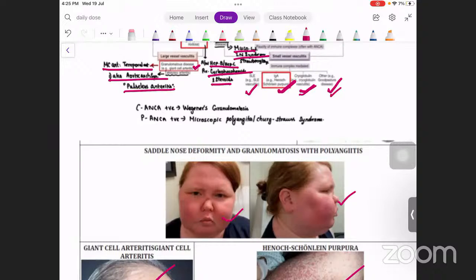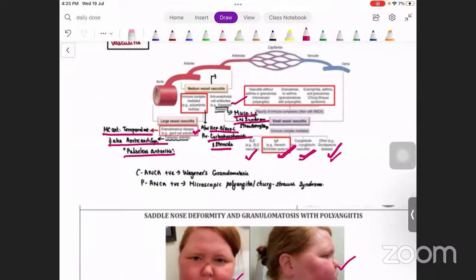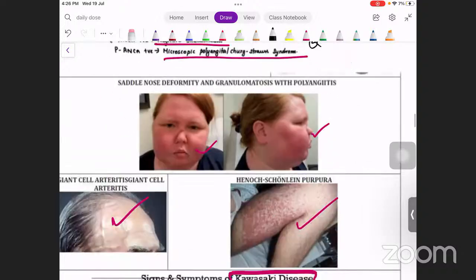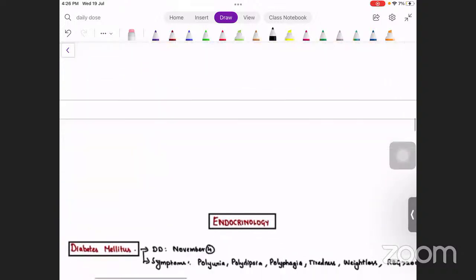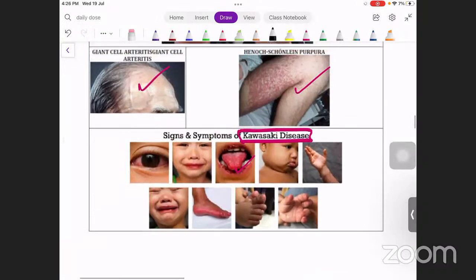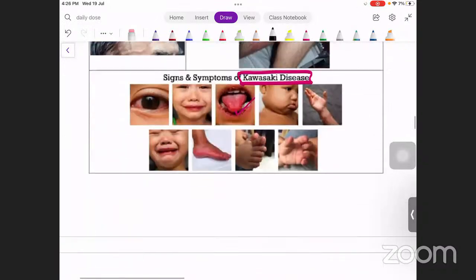Apart from that, C-ANCA positive is granulomatosis with polyangiitis, and P-ANCA positive is microscopic polyangiitis or Churg-Strauss syndrome. You may see P-ANCA in microscopic polyangiitis, while in granulomatosis with polyangiitis you may see C-ANCA positive. So this is all about your rheumatology and vasculitis, people.